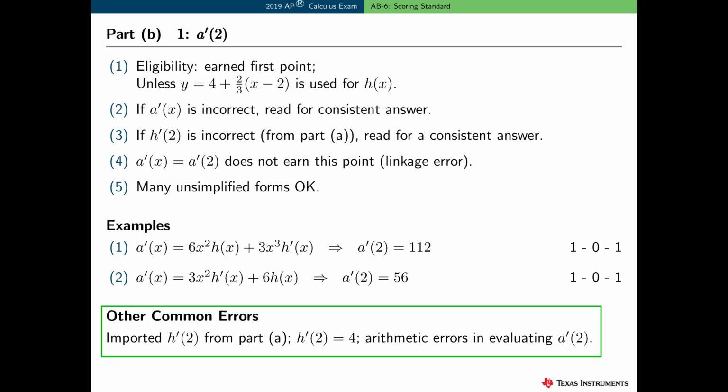And very briefly, here are some other common errors. If the student imported an incorrect h prime of 2 from Part A, they were still eligible for all 3 points in Part B. For example, if they used h prime of 2 equal 4, the y-intercept of the tangent line, then a prime of 2 is equal to 240. And unfortunately, there were some arithmetic errors in evaluating a prime of 2.